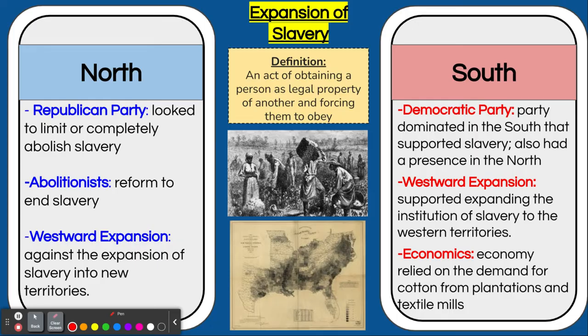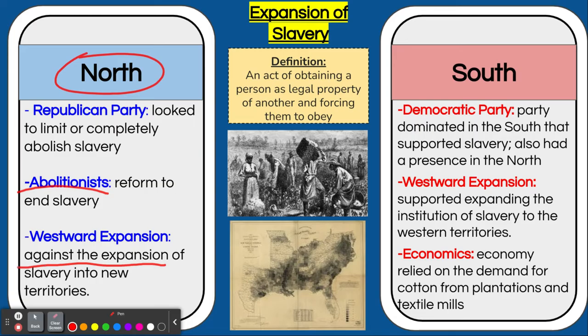So the North was really controlled by the Republican Party. So you had two sections of the country that were ruled by two different political parties. So the Republican Party of the time period looked to limit or completely abolish slavery. Okay. And so those abolitionists were the people that wanted to reform to just end slavery completely. There was also this debate about westward expansion. Okay. As the country grew and we added more states, what would we do with the expansion of slavery?